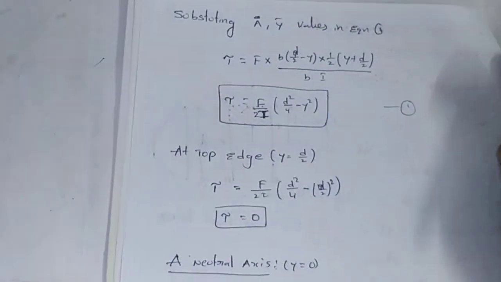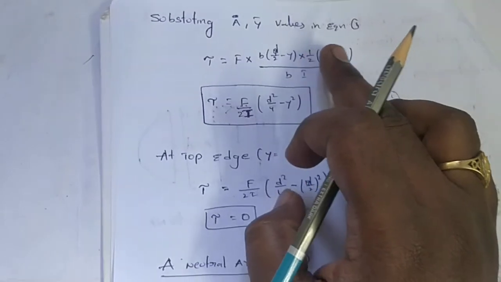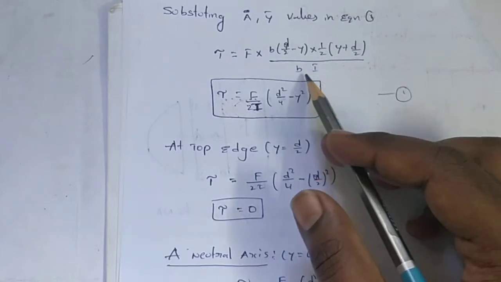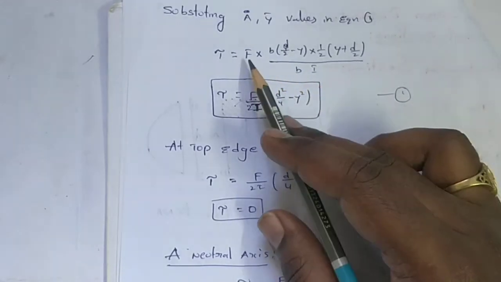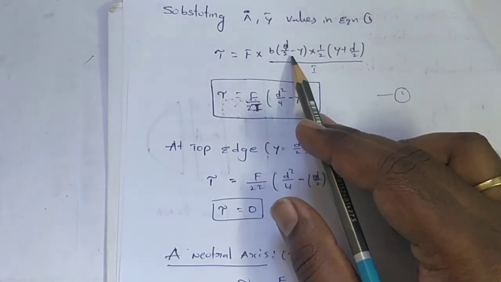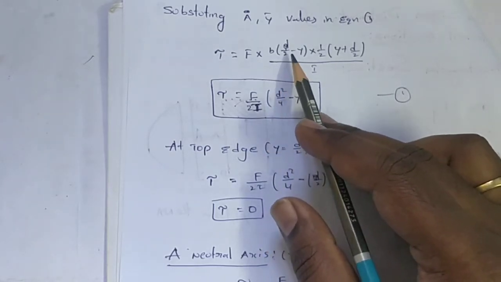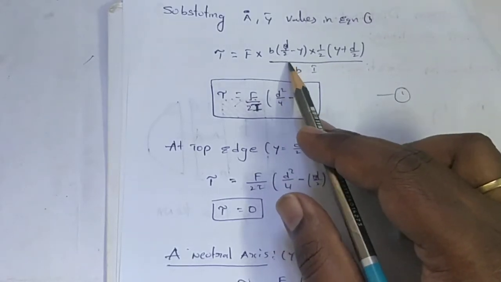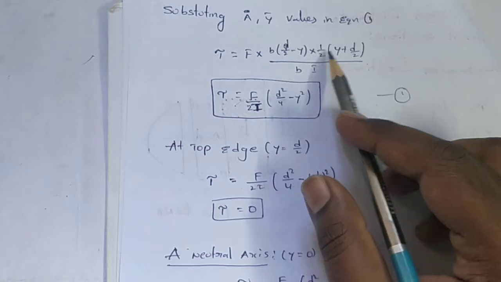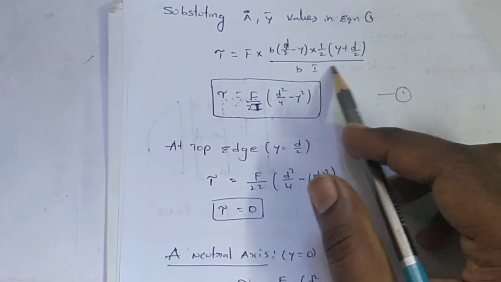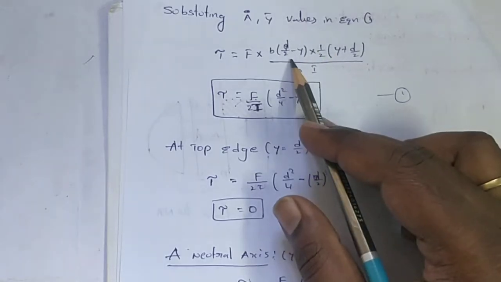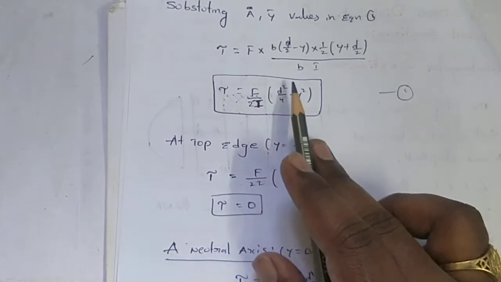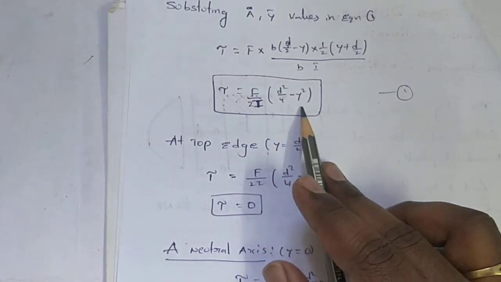Next, substituting A and Y bar values in the shear stress equation, we get tau is equal to F into A into Y bar by BI. A is B into D by 2 minus Y, and Y bar is Y plus D by 2 by 2, over BI. By simplifying this equation, we get the value of shear stress tau is equal to F by 2I into D square by 4 minus Y square.